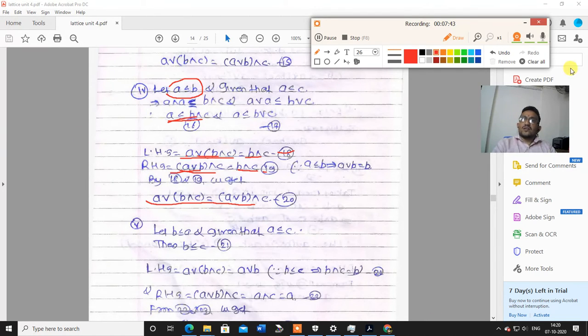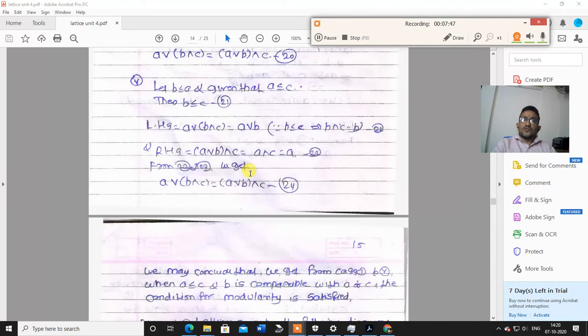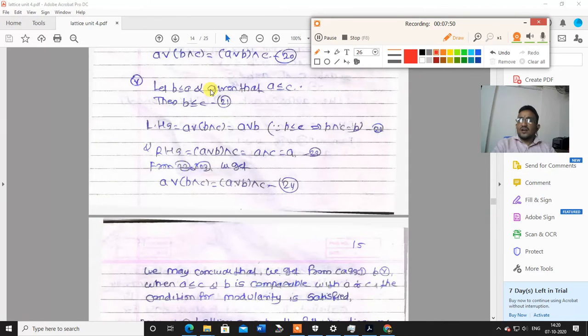Okay, so we see the next case 5. Let B is related to A. Now A is related to C. So by transitive property you can say that B is related to C. So again LHS here, A join B meet B. Okay, what is here? As B is related to C, therefore B meet C is equal to B. Therefore we get A join B. Okay, see the equation 22.